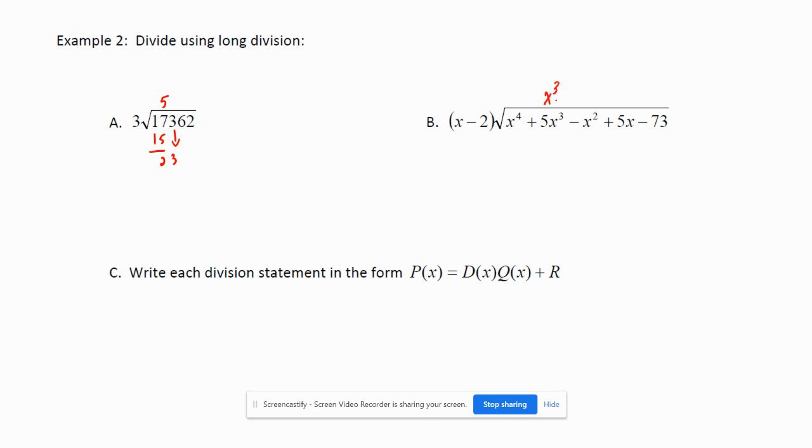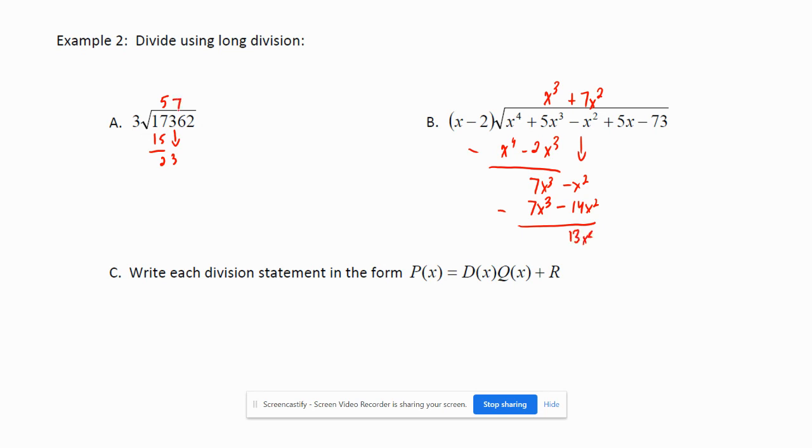So I'm going to put the x cubed in the x cubed place over here. Multiply this through. x to the 4th minus 2x cubed. Subtract. The x to the 4th terms are gone. 5x cubed minus negative 2x cubed is 7x cubed minus x squared. 7x cubed divided by x is 7x squared. Multiply this down. We had 7x cubed minus 14x squared, and subtract. Those guys go. Now, this is negative x squared minus negative 14x squared is 13x squared.